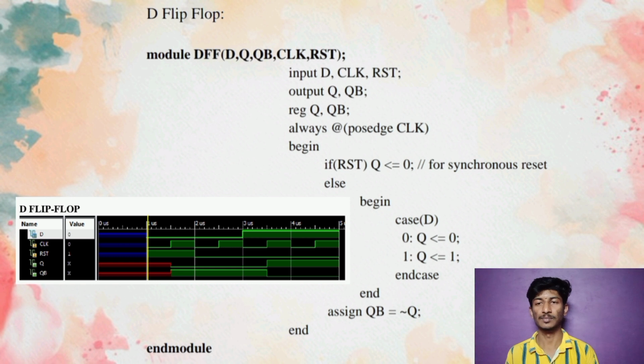Here the else part begins. Case: there are only two cases. As we all know, for this D flip-flop only one input will be there. If we provide 0 as input, the output value for Q is 0. If we provide 1, Q will be 1. Here we can observe the values: input D equals 0, clock 0 and reset is 1. Here we can observe the whole output for this code.